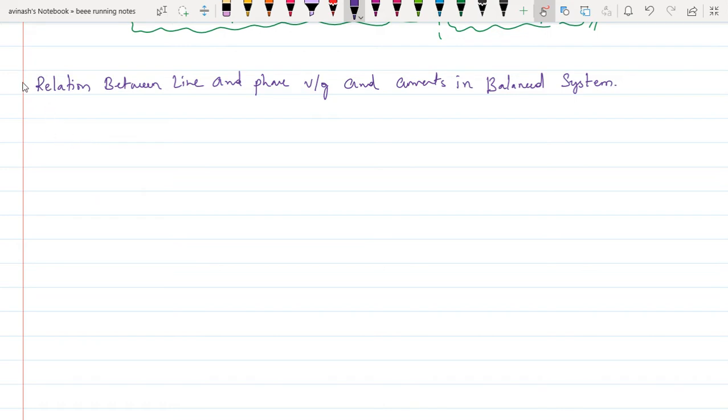We discussed the most important topic from the examination point of view: the relation between line and phase voltages and currents in a balanced system. In any three-phase AC source or load, there are three elements.